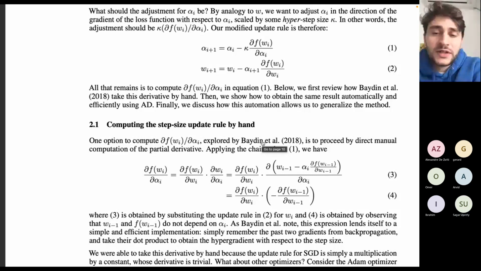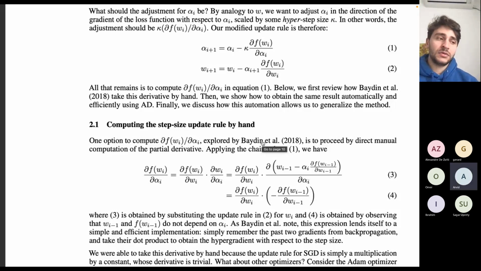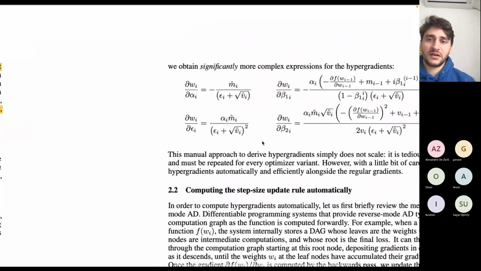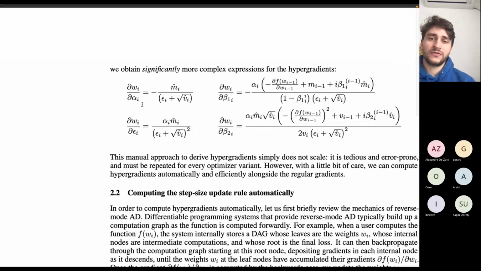But one of the points that the authors make here is that there are a lot of different optimizers. They have other hyperparameters besides step size, like Adam, or momentum-based optimizers, essentially. First, they take the hyperparameters of Adam, which are alpha, beta 1, beta 2, and this epsilon, and they calculate the gradient with respect to it.